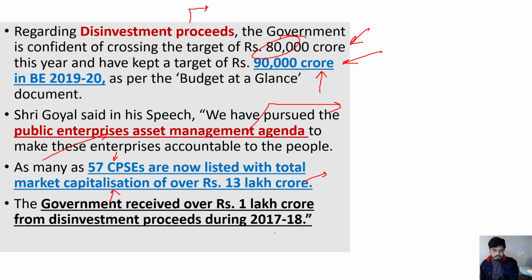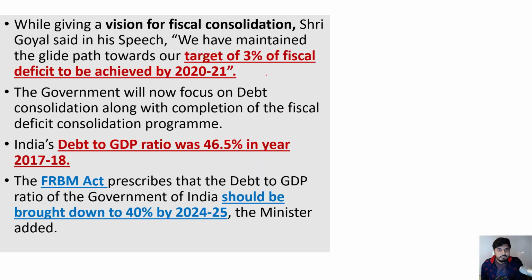And the government received last year, 2017-18, 1 lakh crore rupees in actual amount from this disinvestment proceeds. So that was the income.